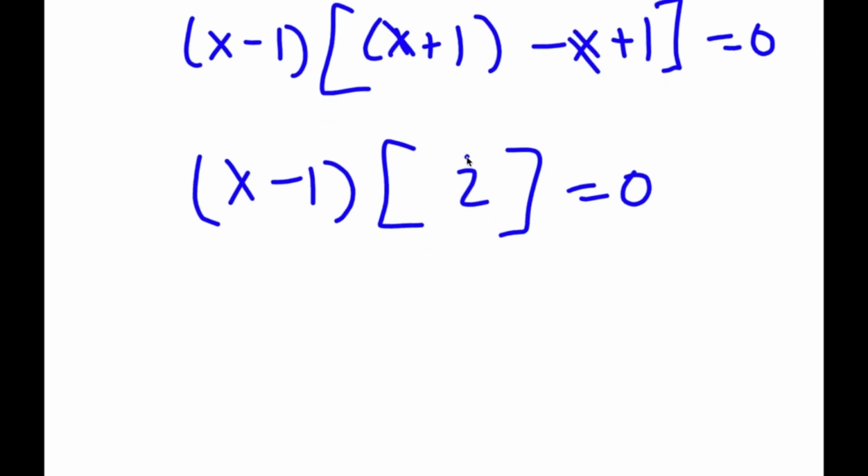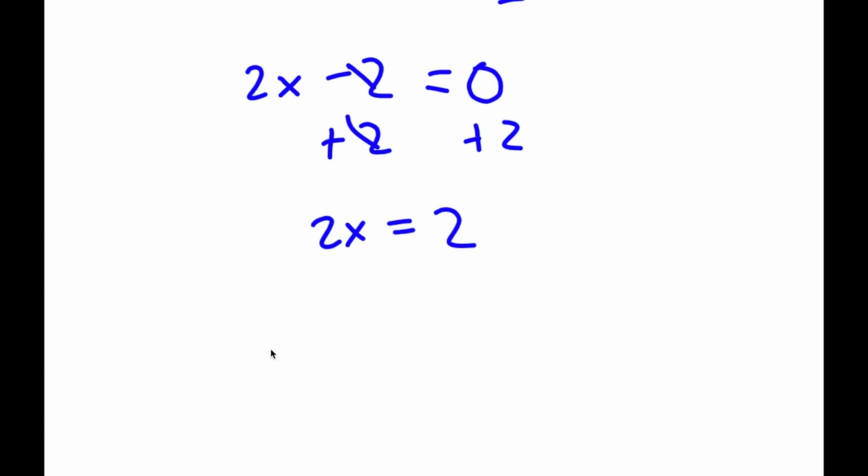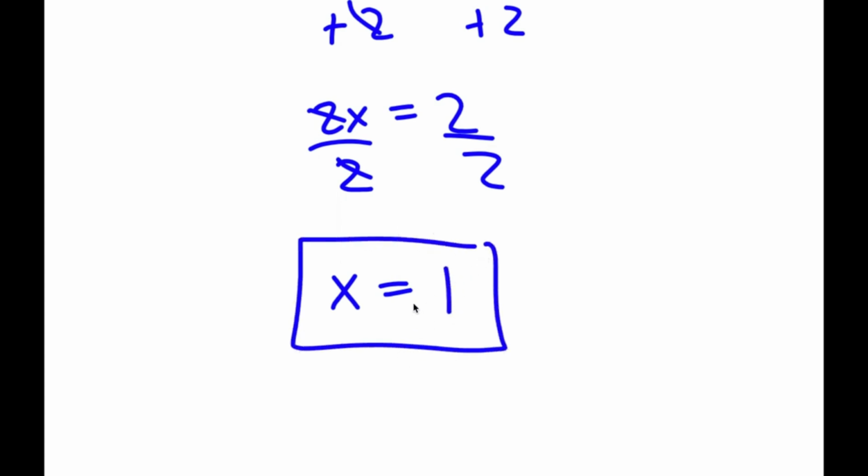So now to solve this, I'm going to have to distribute the 2. So 2 times x is 2x, and 2 times negative 1 is negative 2. So I have 2x minus 2 is equal to 0. So now to solve this, I simply add 2 on both sides. These two cancel out, and I have 2x is equal to 2. Now from here, all I have to do is divide both sides by 2. These two cancel out, and I am left with x is equal to 2 divided by 2, which is 1. So this is my answer.